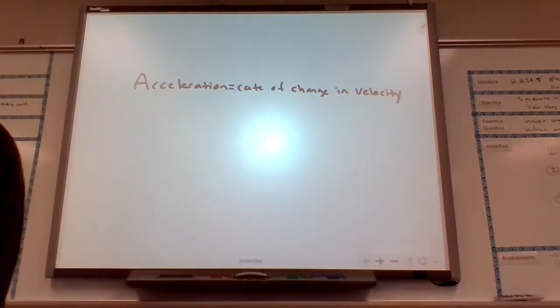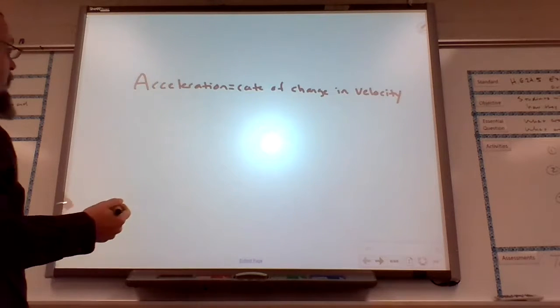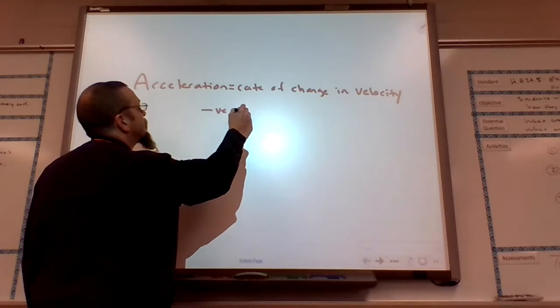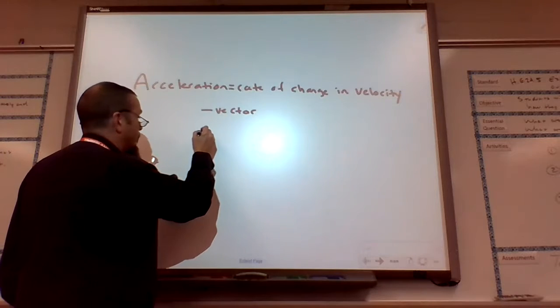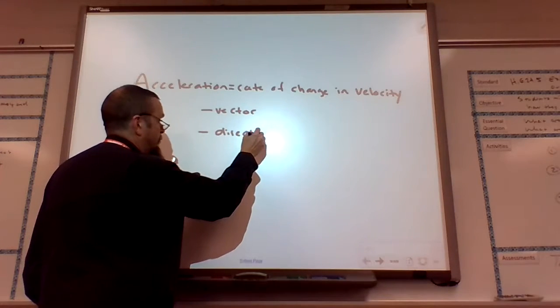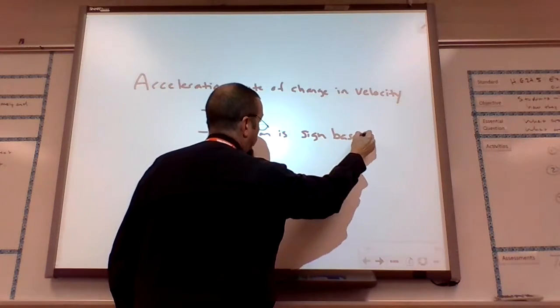It is defined as the rate of change in velocity. And because it's a velocity-based concept, because it's based on a vector quantity, it too is a vector quantity. And as you know, with vector quantities, we mean both magnitude and direction. We need to know the number with the unit, and we need to know direction. But this time, direction is not handled with north, south, east, west, up, down, left, right. Direction is handled with the positive or negative sign. It's based on the sign.